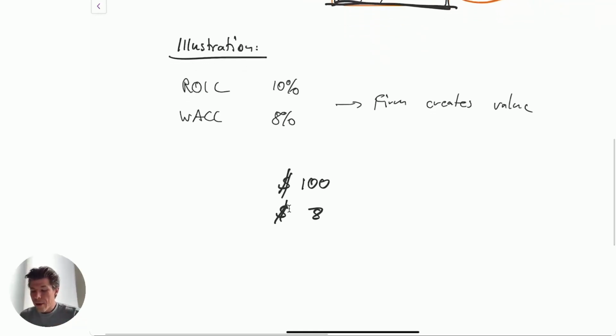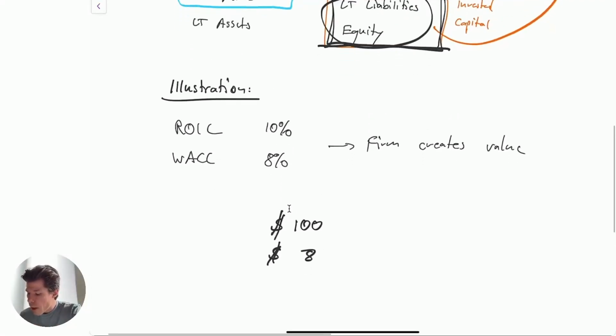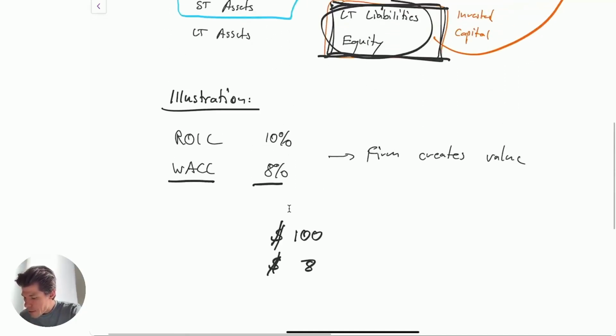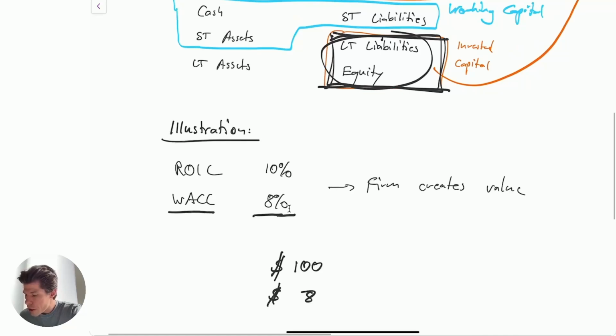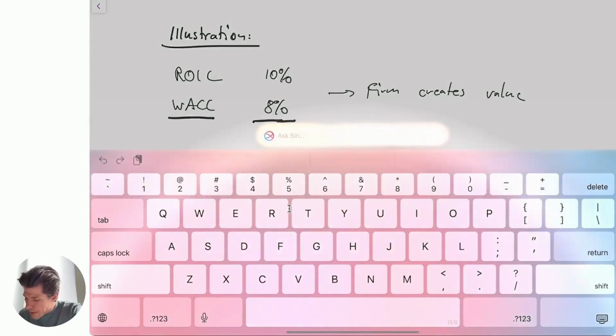The higher your WACC, the more risky the business and the more return your capital providers require. If your capital providers require 8% for their investment, as a weighted average of debt and equity, it means yes, you can use the $100 for your business and you can start generating.